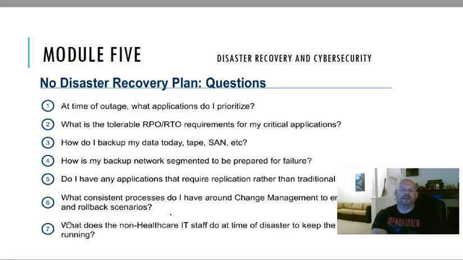Is the backup network segmented to be prepared for failure? One of the things that we don't want to have is something that has a single point of failure. If there is a single point of failure, then that means at that point of failure, nothing works. So redundancy is going to be key to make sure, and segmentation to make sure that that doesn't happen. Again, do the applications require replication rather than just backup? Do we have to actually replicate the application itself? We could save the data, but if we don't have the application because it was corrupted, are we able to use that data? The consistent processes around change management to ensure testing and rollback scenarios.